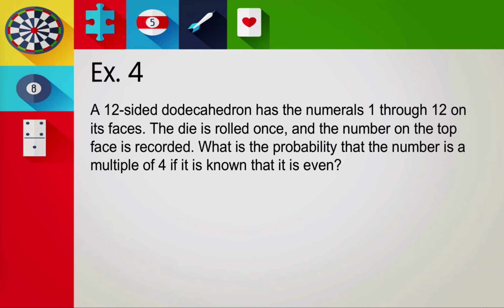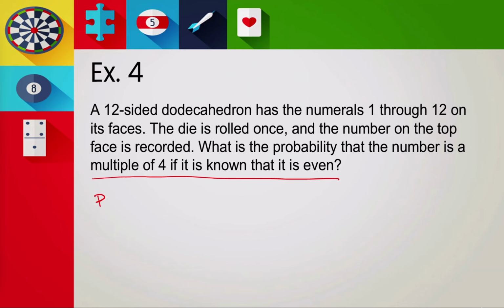A 12-sided dodecahedron has the numbers 1 through 12 on its faces. The die is rolled once, and the number on the top of the face is recorded. What's the probability that the number is a multiple of 4 if it is known that it is even? So all multiples of 4 are even. That helps a little bit.